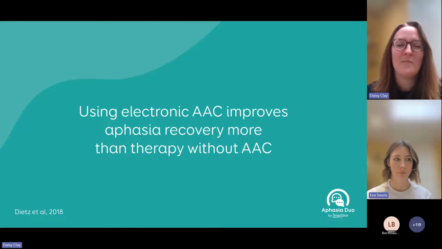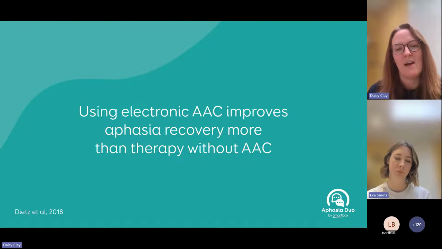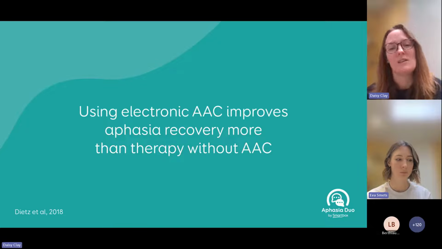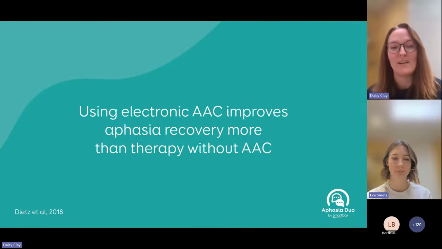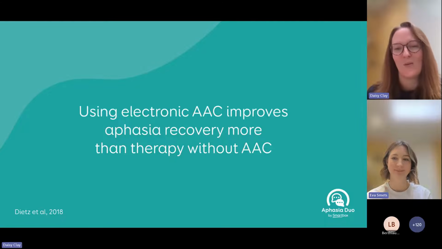And then finally, another thing that we would really hope when we're introducing AAC is that it's going to be beneficial. But this piece of research highlights how when you're delivering therapy to someone with aphasia, that recovery of communication skills actually improves more when electronic AAC is being used than therapy without electronic AAC. So yeah, really nice reassurance that we are doing the right thing with using AAC.